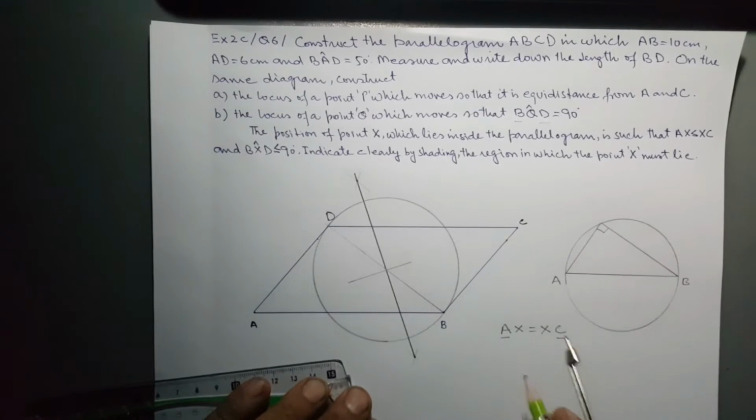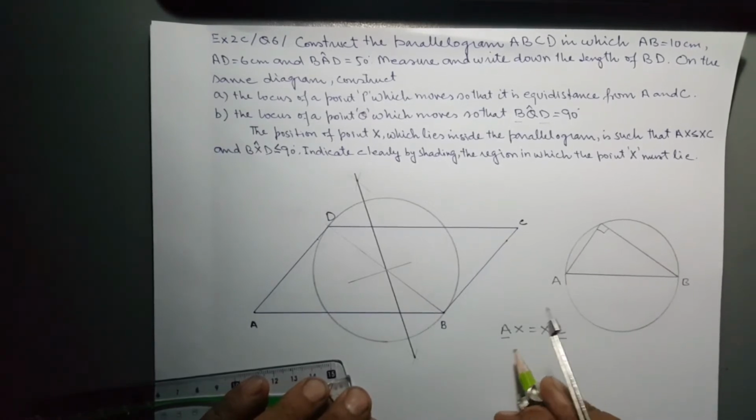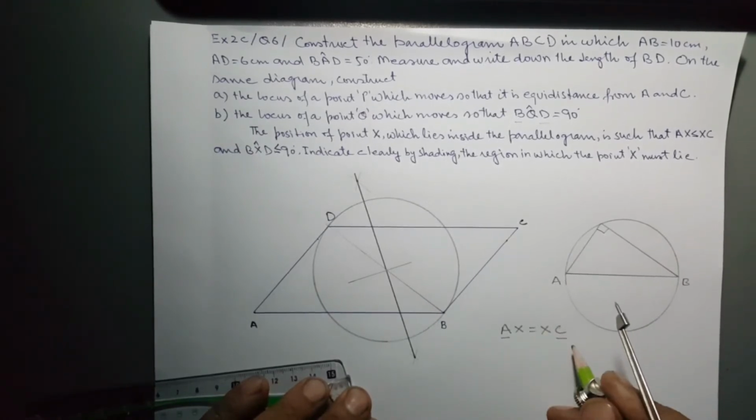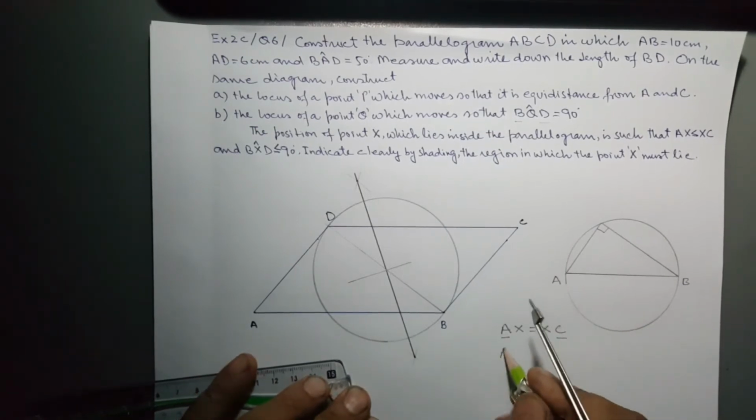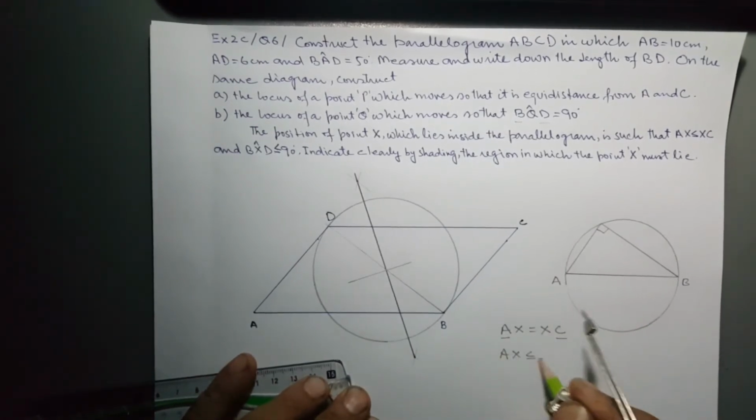Now we'll think about the locus. The distance of X from A and C is equal. X is equidistant from A and C. So this one is the perpendicular bisector of AC, which is already drawn. Now we will switch back to inequality: AX is less than XC. We should remain closer to A than to C.